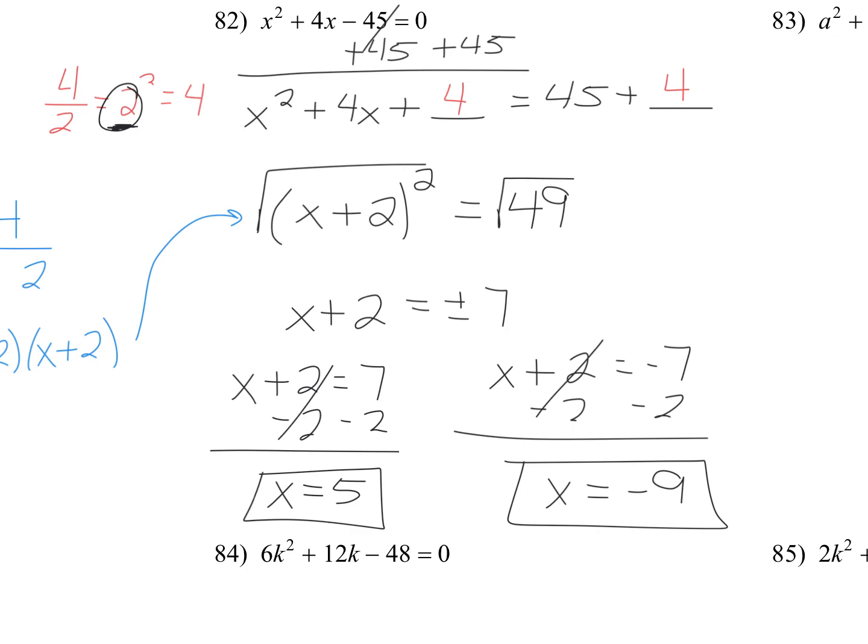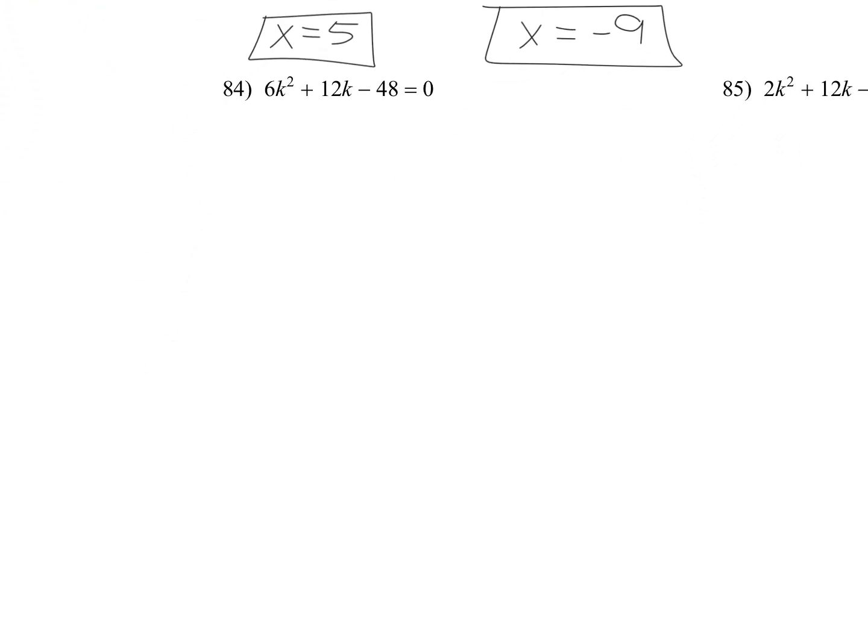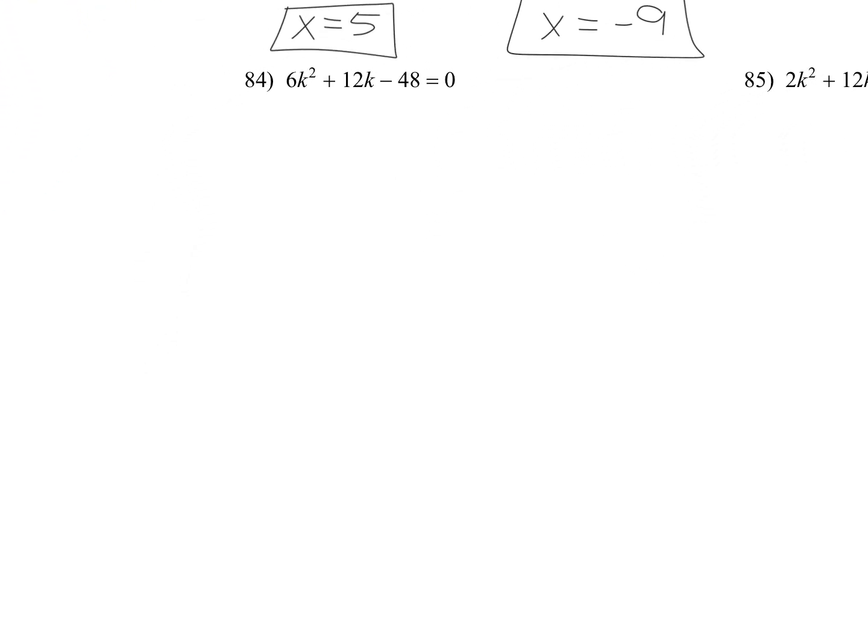One where it looks a little bit different. Let's look at number 84. What's wrong with 84 right now? Not simplified. What do you mean not simplified? It has a C. You can divide it all by 6. It has a C, right?